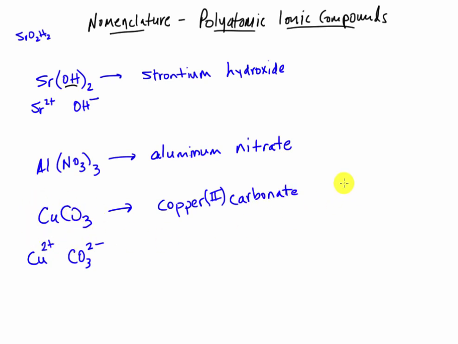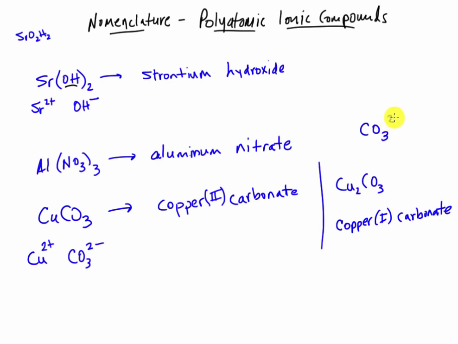Now, don't get it confused with copper 1 carbonate. This one over here is going to be copper 1. Why copper 1? Copper, parentheses 1, carbonate. Because it tells us the charge on the ion. It doesn't tell us how many. So therefore my carbonate is 2-.